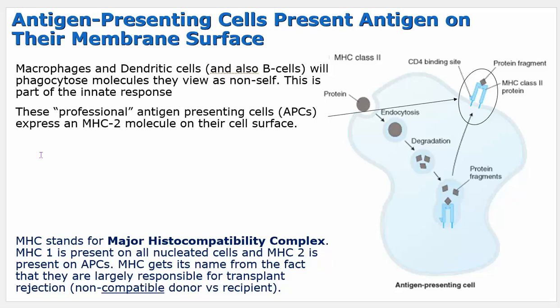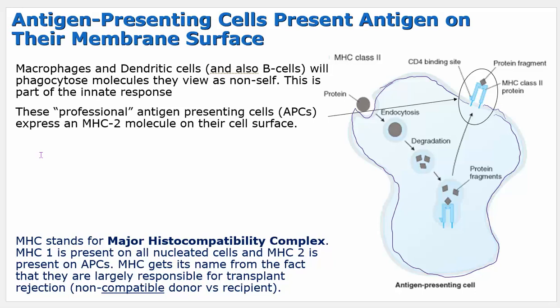Obviously, the antigen-presenting cells present antigens. They do that on the surface of the membrane. So this is, it's kind of faded here, but this is a cell here. And on the surface of that cell is a protein called major histocompatibility. In the case of antigen presenting cells, this is going to be major histocompatibility, or MHC class 2. Okay, so we call these macrophages, dendritic cells, and also B cells professional antigen presenting cells. That's their job, or one of their big jobs.